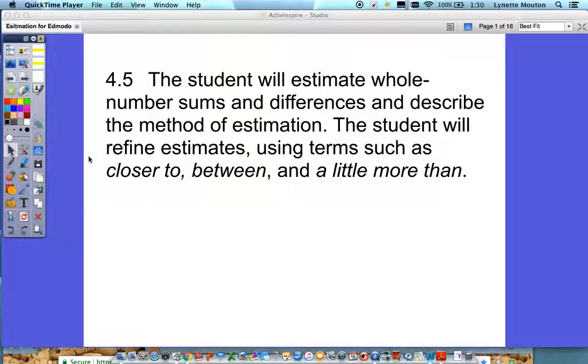Boys and girls, I know you have had a lot of questions about estimation and what strategies you should be using. So I'm going to do this quick little video to just walk you through what we've been doing in class again. So hopefully it will answer some questions for you.